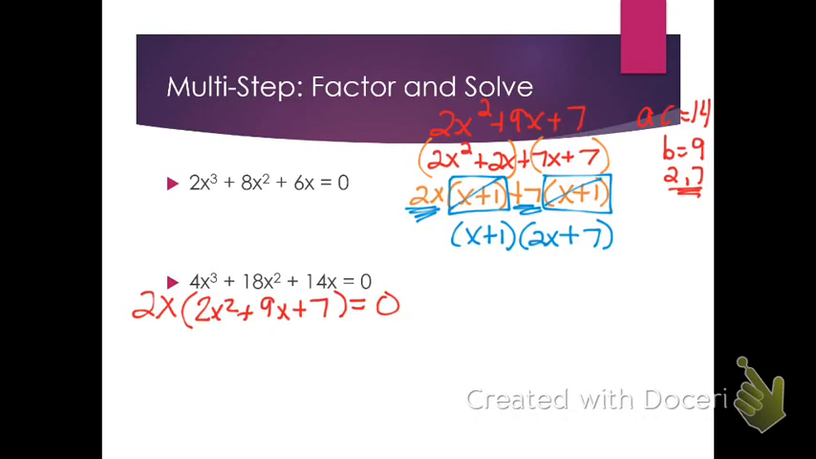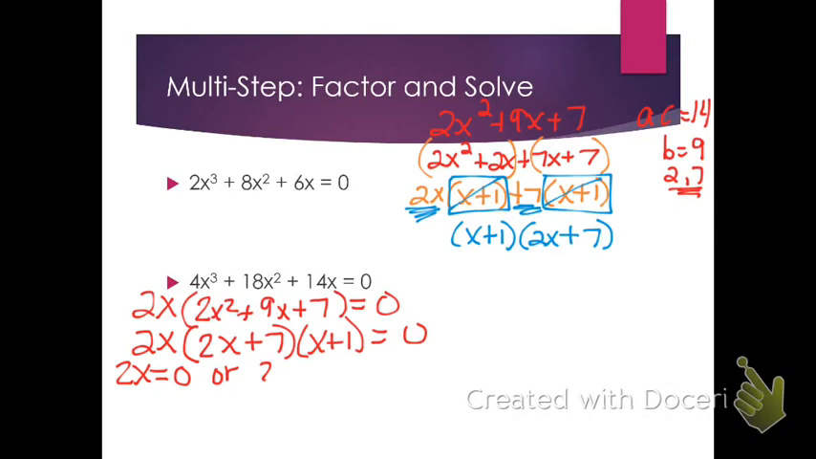So I'm going to plug that in. I've got the 2x from before, and then this trinomial factors into the 2x plus 7 times x plus 1. Now I've got three things multiplied together with an answer of 0, which means one of them must be 0 if I'm using the zero product property. So I'm going to set all three of the factors equal to 0 and solve each of them.